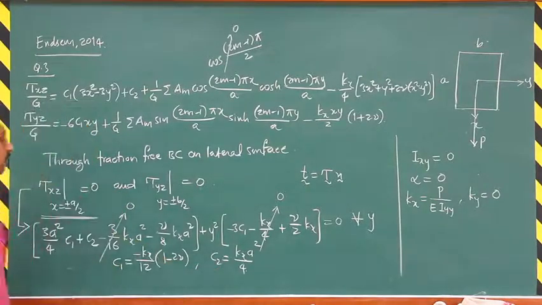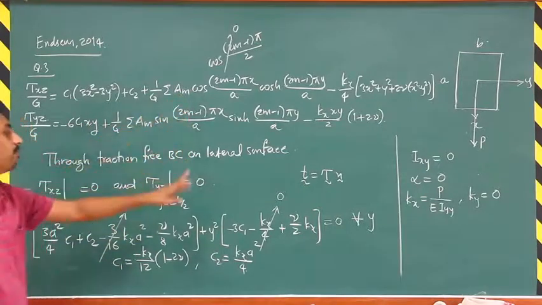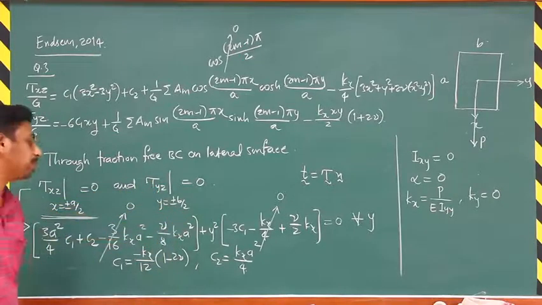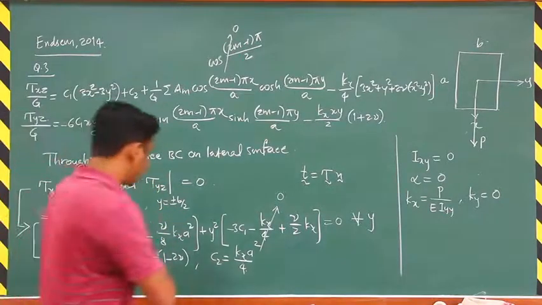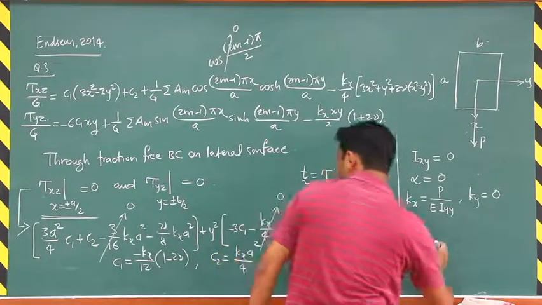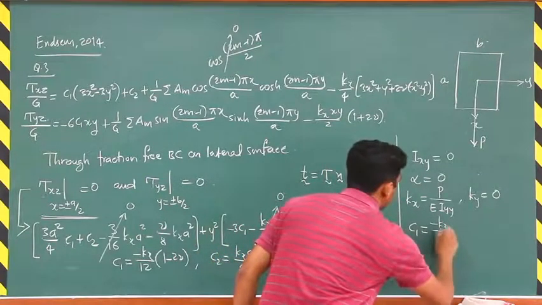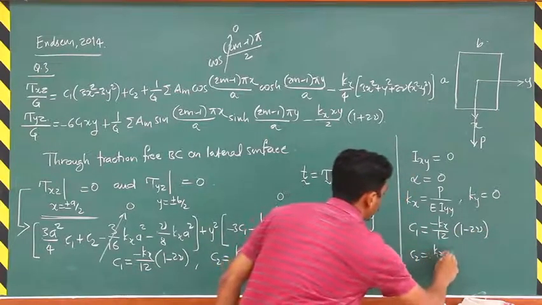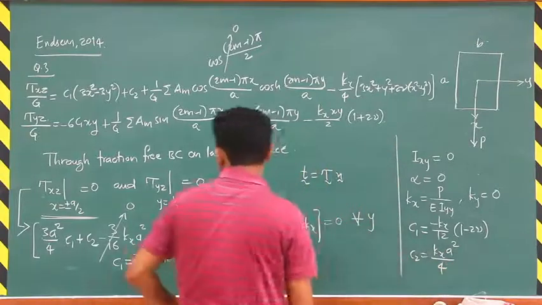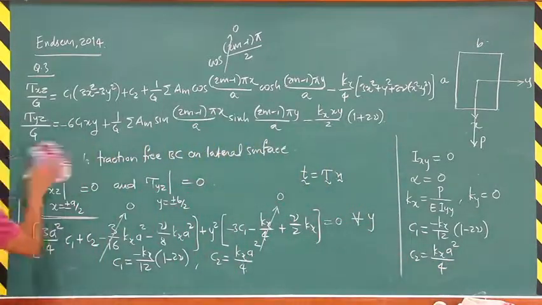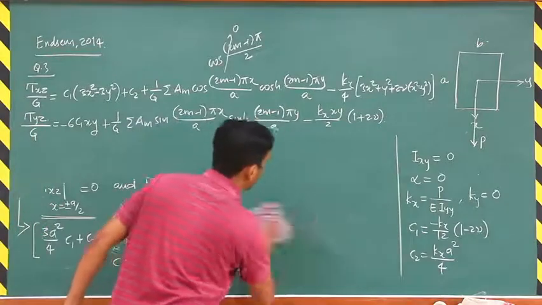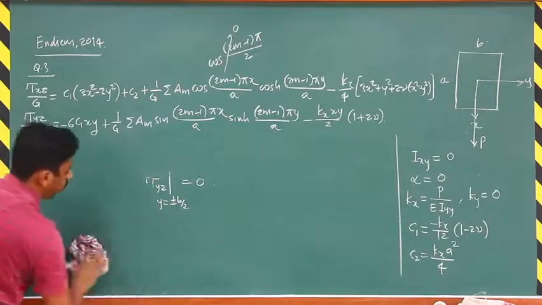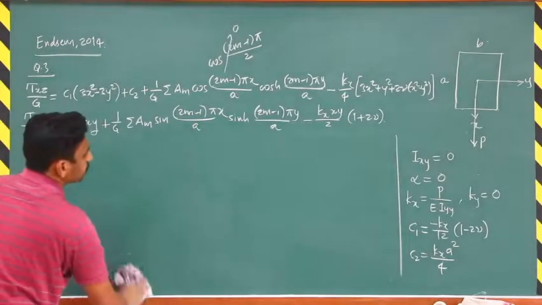So now we are remaining with only one constant Am, and for that we have an additional condition, tau yz at y equal to plus minus b by 2 equal to 0. So let's write C1 equals minus kx by 12, 1 minus 2b and C2 equals kx a square by 4. Now we are left with only one constant and one boundary condition. This one we have used, so we are left with only this condition.